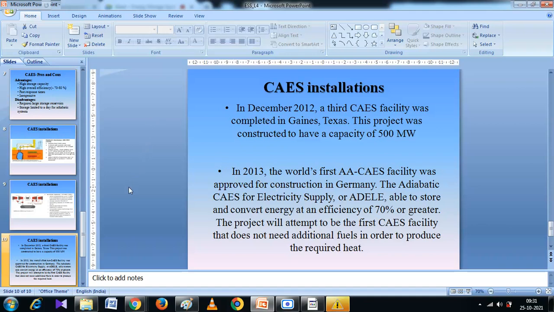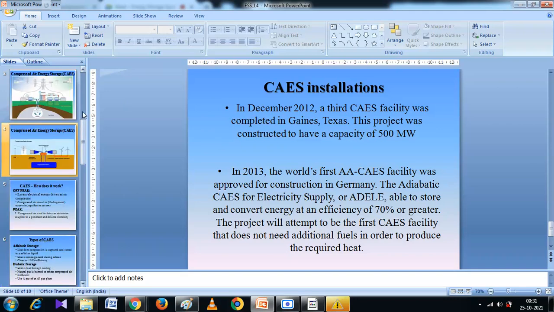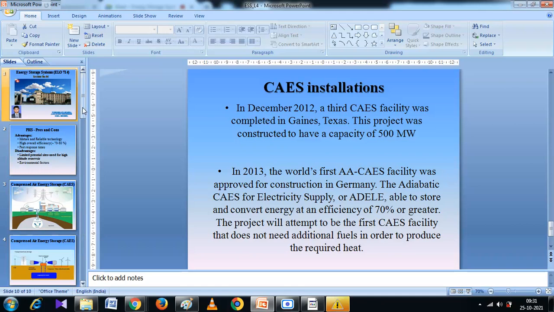So these are basically the examples. Actually, there are only four compressed air energy storage systems situated, because the adiabatic mines are not present at the time, so we did not use too much compressed air energy storage. We prefer mainly pumped hydro.